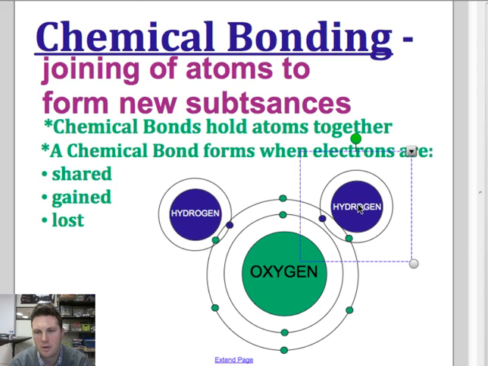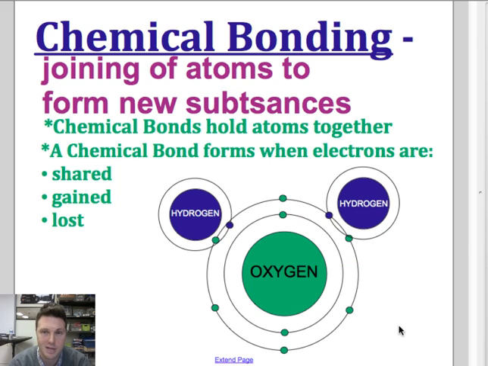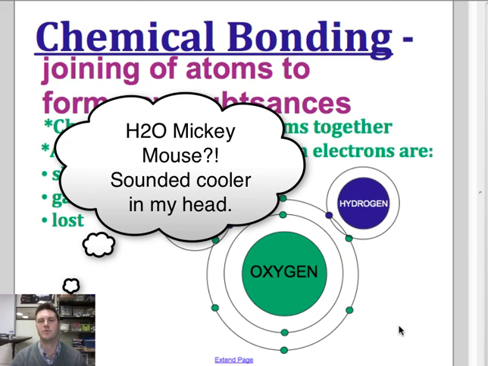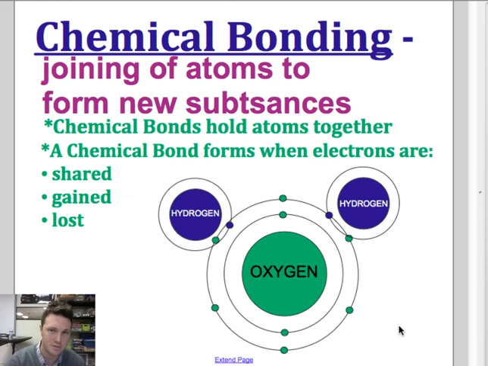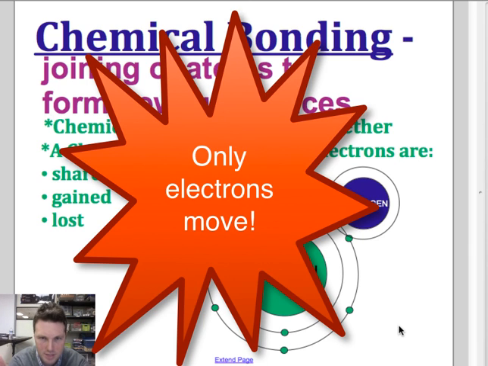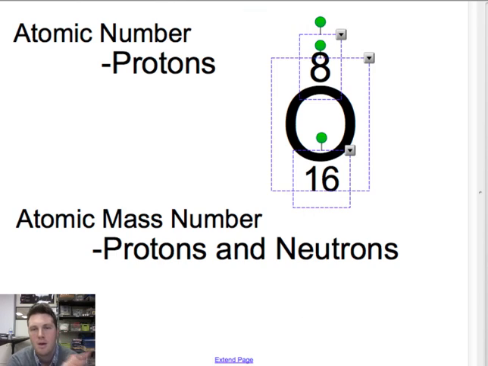And we can see here water is being formed, or it also kind of looks like a hydrogen, oxygen Mickey Mouse. But it's a new chemical bond because we shared electrons. Remember, only electrons can move. Protons can't move, neutrons can't move, only electrons. Don't forget that.